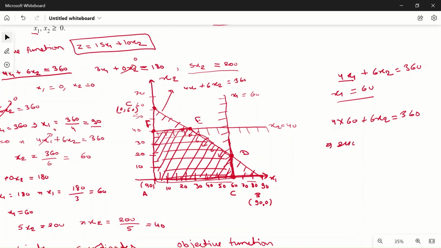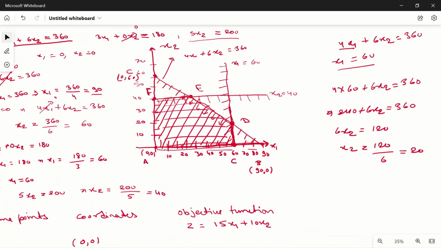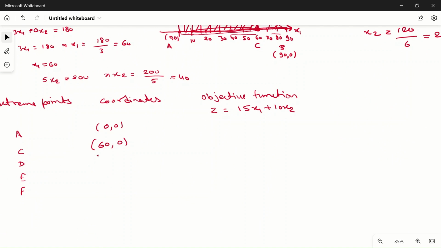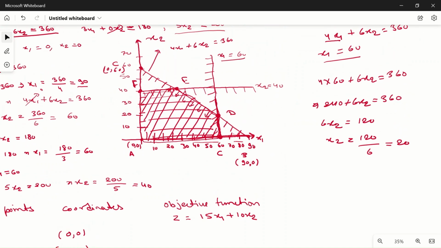So 240 plus 6x2 is equal to 360. 6x2 is 120, so x2 is 120 divided by 6, which is equal to 20. So this coordinate is 20. x2 is 20 and x1 we already know is 60, so we will write 60 and 20. Point E, at point E, similarly you can see which lines are intersecting each other.